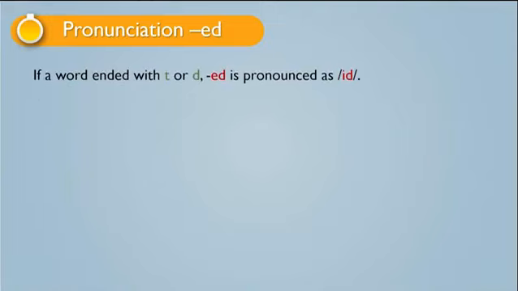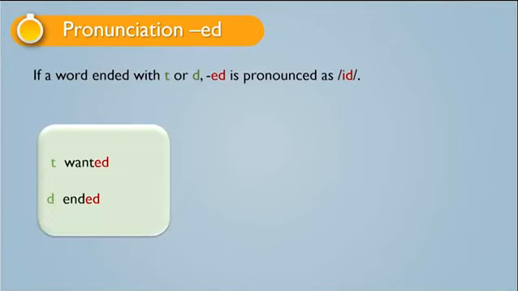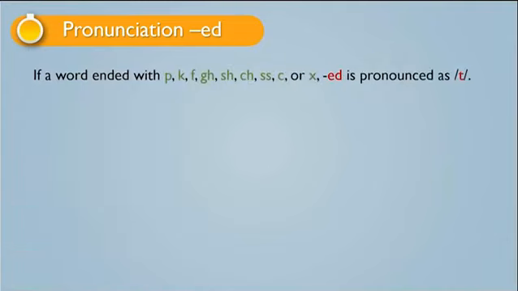If a word ended with t or d, when we add ed, ed is pronounced as id. These examples: want and end, they ended in t and d, so when we add ed, the sound of ed becomes id. Wanted, ended.